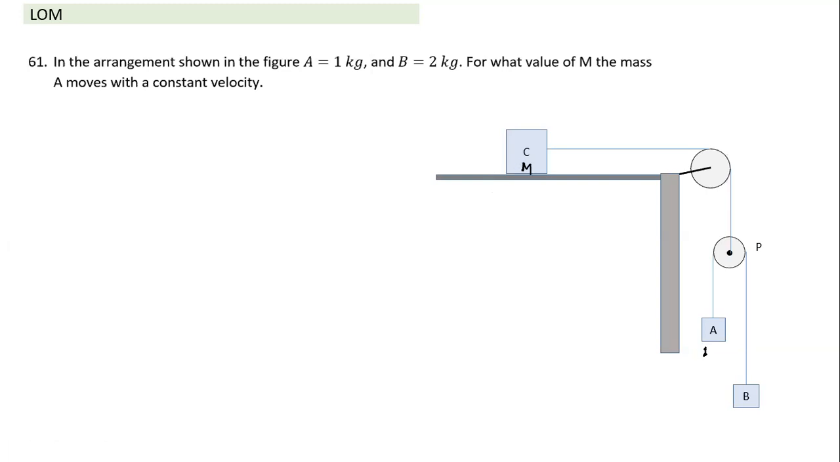So let's mark whatever information is given and try to understand what we need to find. Block B also is given, mass is 2 kg. What we need to find is what the mass of the third block, C, has to be such that block A moves with constant velocity. That's the condition given, and we have to make use of this spring pulley arrangement.